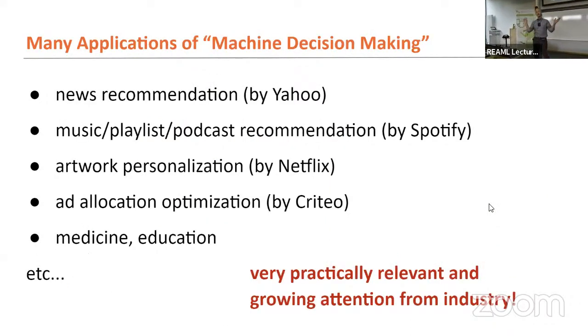All right, and there's many more, like news recommendation, music, podcast recommendation, like personalizing the artwork. That's something that streaming services do, right? They try to find the right artwork for the movie that highlights what you may be interested in in this movie, right? All kinds of ad problems, and also like medical decision problems, or how do you personalize education? Many of those fall into this kind of contextual bandit thing. So it's very practically relevant, and there's a lot of attention from industry.